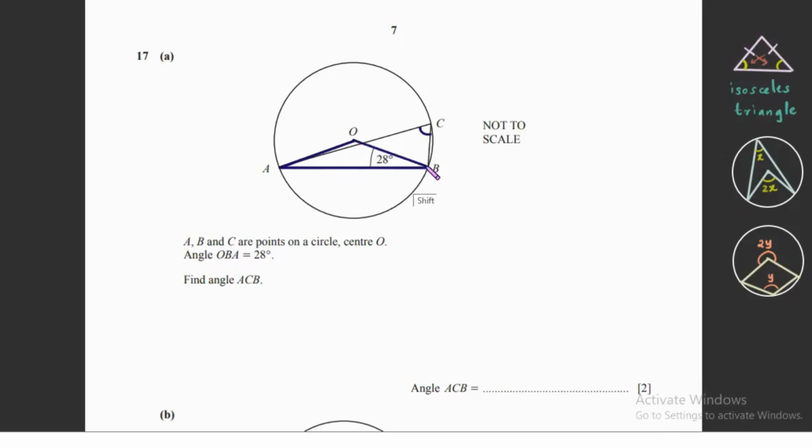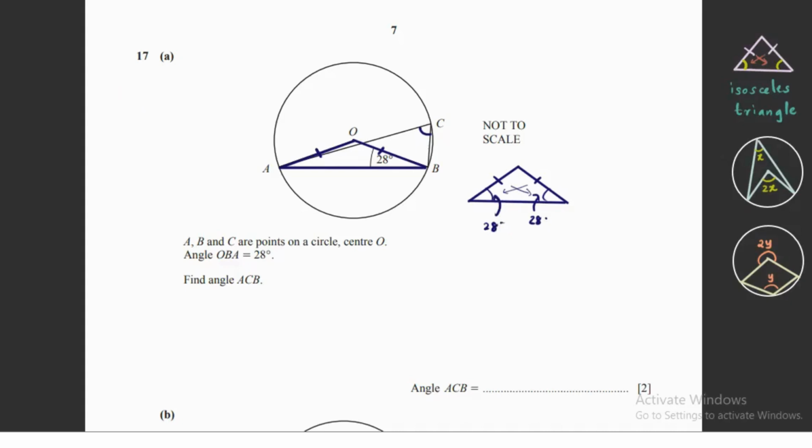In this triangle, OB is a radius of the circle. The same way, OA is also a radius of the same circle because it's from the center to a point on the circle. So definitely these two will be equal. This makes the triangle an isosceles triangle. In an isosceles triangle, if two sides are equal, the angles opposite to these equal sides also will be equal, just like I have shown here, which means if this angle is 28, this will also be 28.